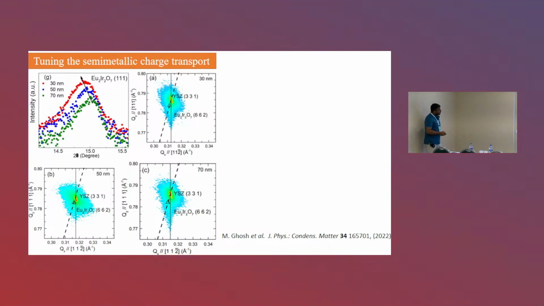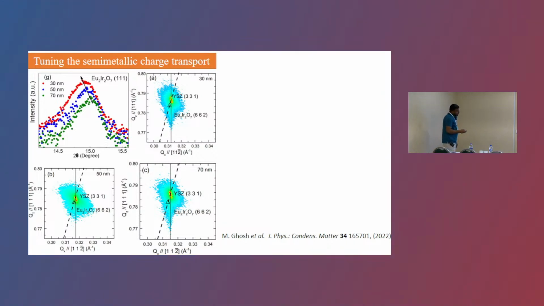So what we did, we took help of reciprocal space mapping, and we see that all the samples have similar strain. All the samples have similar in-plane lattice parameter, whereas whatever change is occurring is occurring in the out-of-plane direction. That means strain is not playing a role, only the stoichiometry is playing a role here. That's why the peak position is shifting towards lower value. That means the lattice parameter is increasing.